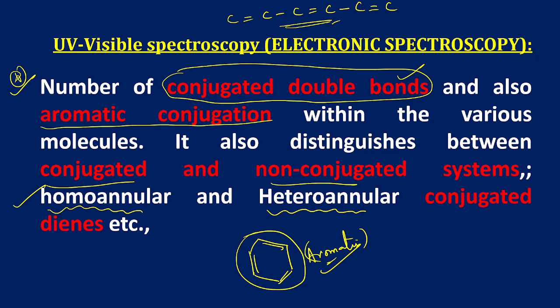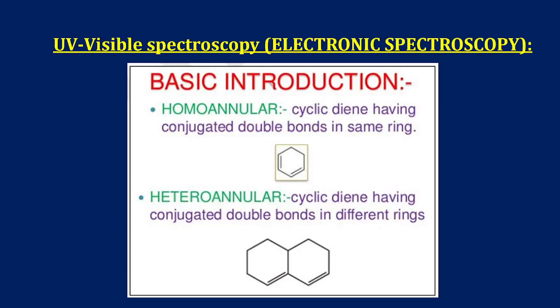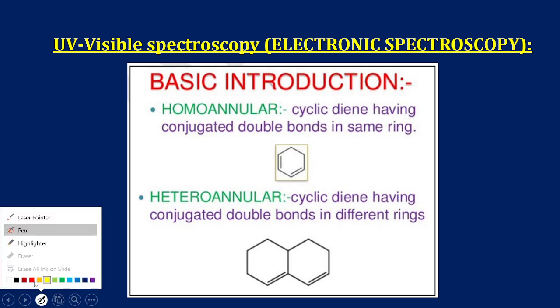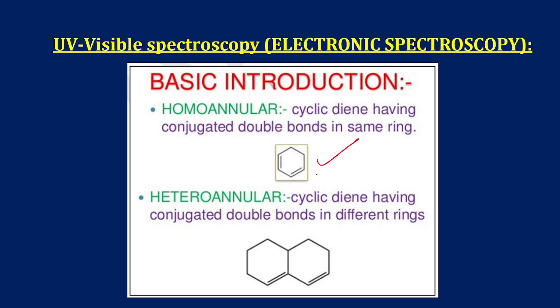What is meant by homoannular and heteroannular? See here. This is homoannular. Homoannular means alternate, see here, double, single, double. This is in conjugation. But that conjugation is present in only one ring. That's why it is called homoannular dienes. Cyclic diene. Homoannular. Within the same ring.